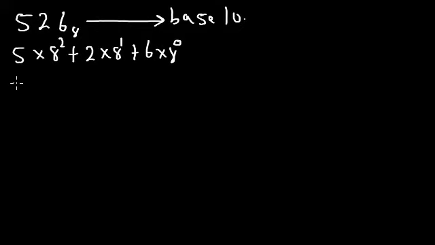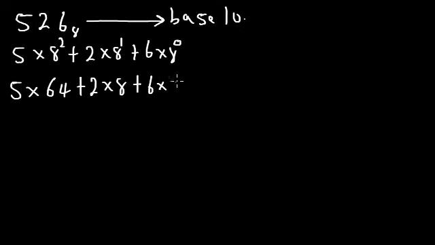So therefore, I'm going to have 5 times 8 squared, which means 8 times 8, and the result of 8 times 8 is 64. So I'm adding this. 8 to the power of 1 is 8, plus 6 times 8 to the power of 0, which is simply 1. Kindly keep in mind, anything to the power of 0 has a result of 1. So right now, I'm just going to multiply 64 by 5, and that should result in 320. So I'm adding that to 2 times 8. 2 times 8 is simply 16. And finally, 6 times 1, which is indeed equal to 6.